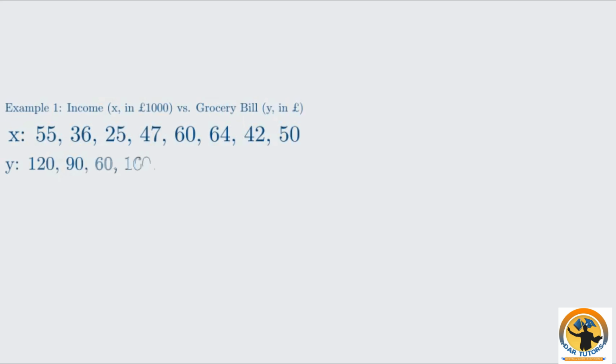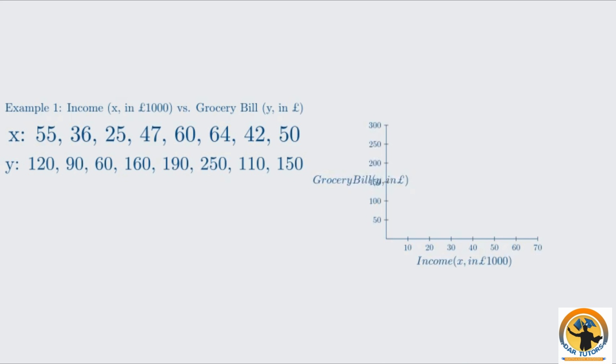Let's work through an example. Suppose we have data on annual income and weekly grocery bills for several families. Here's the data. Income X is in thousands of pounds and grocery bill Y is in pounds. Our goal is to model the relationship between these two variables. First, we would construct a scatter diagram to visualize the data. We can see a general upward trend, suggesting a positive linear association.